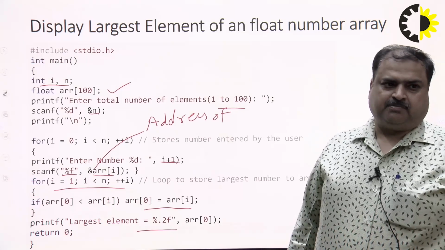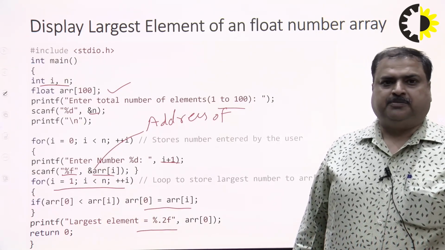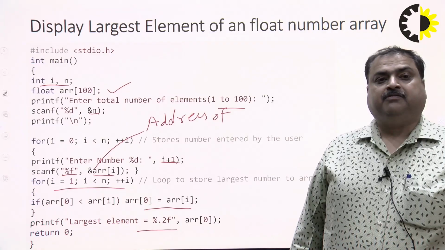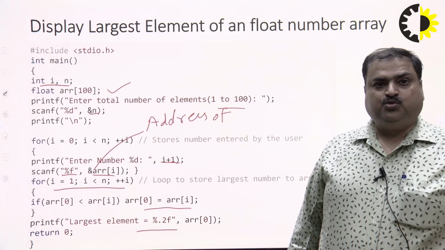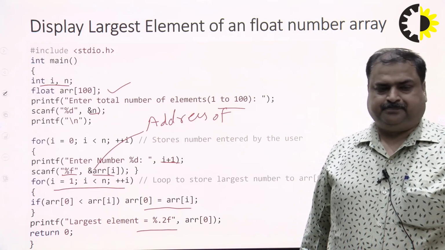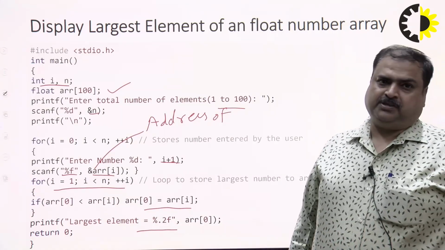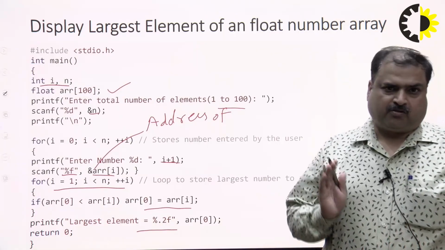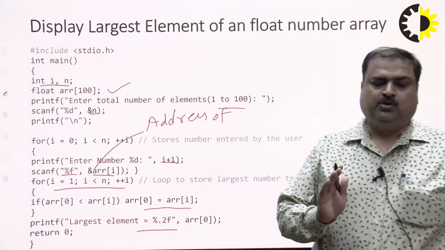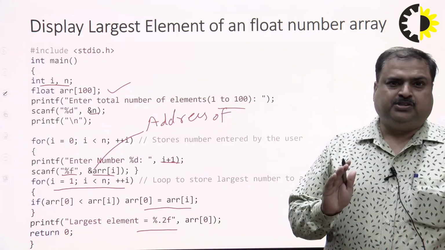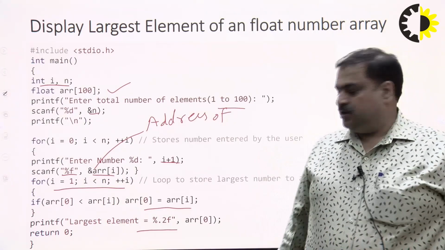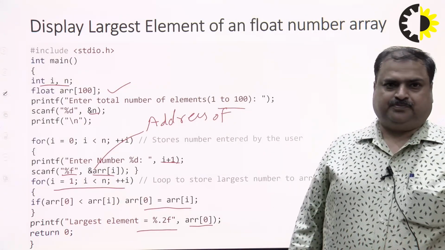We have used %.2f here. That means we are going to display only 2 digits after the decimal. So for that, the format specifier can be qualified with the value .2. That means only 2 digits after the decimal. So we are displaying arr 0.